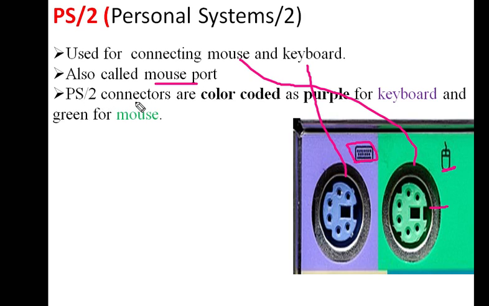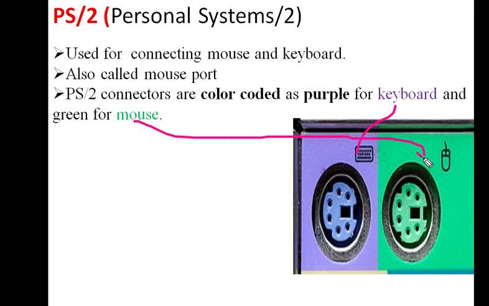PS/2 connectors are color coded as purple for keyboard and green for mouse. Color coded. You can see it in your home computers. These we can call PS/2.